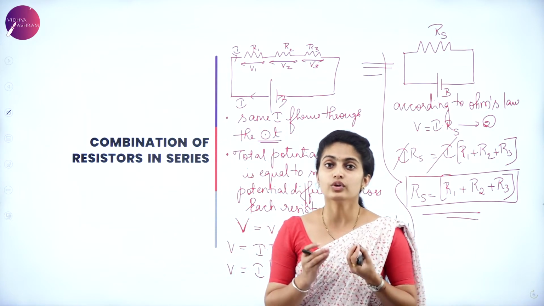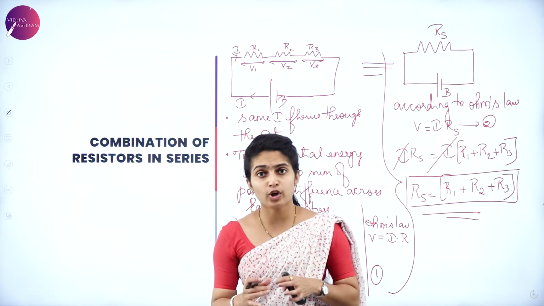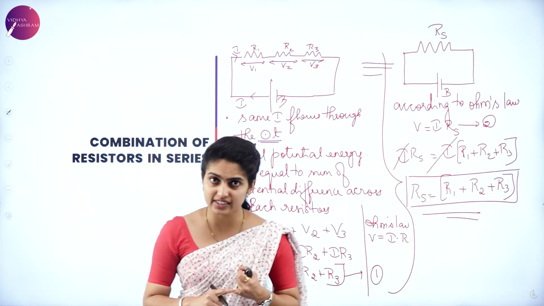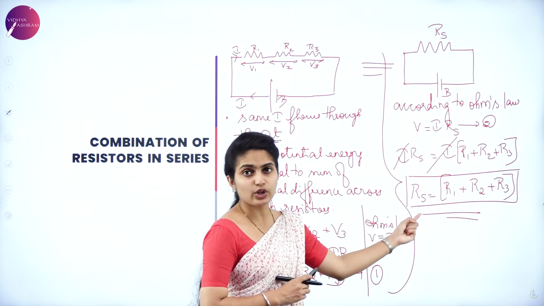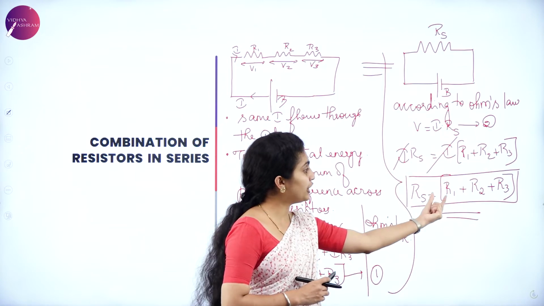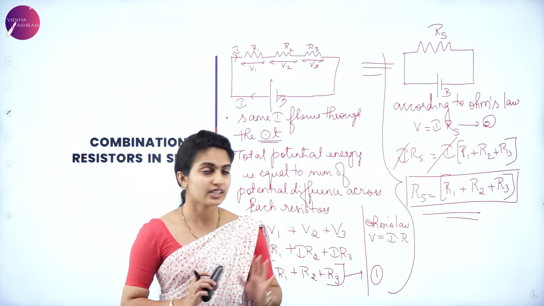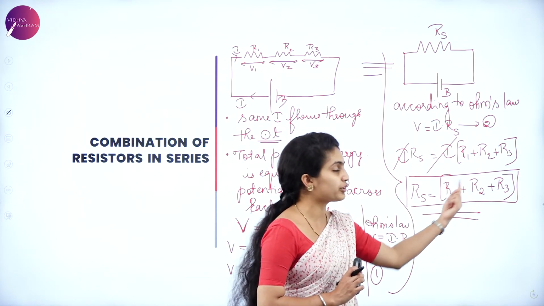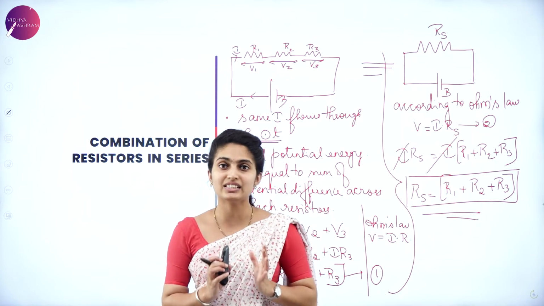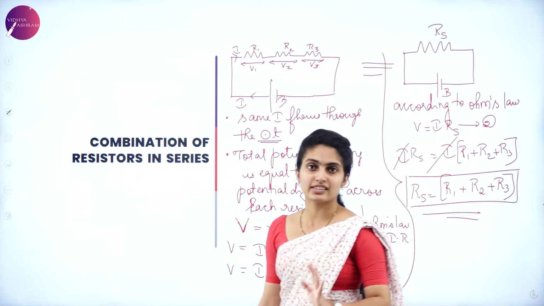So how do you state it? The statement is, when a number of resistors are connected in series, the equivalent resistance is equal to the sum of individual resistances. That is how you state it. The equivalent resistance in series is equal to the sum of the individual resistances which are connected in series. That is the statement for this combination of resistors in series.